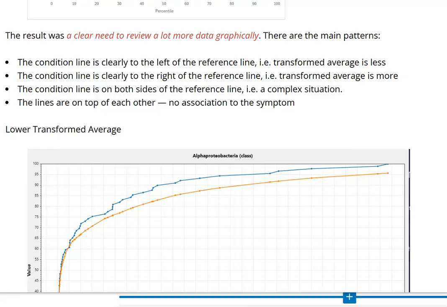Then we hit the oddities, which are similar to the above. The condition line is on both sides of the reference line. In other words, sometimes it's higher, sometimes it's lower. A complex situation. That is the one where we don't do anything. And the last group is where the lines are effectively on top of each other, no association.